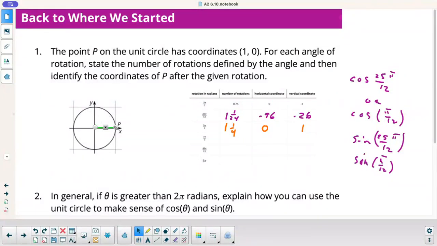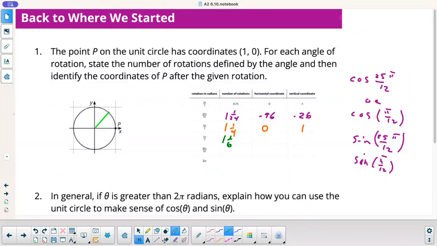So pi over 3, 2 pi over 3, 3 pi over 3, 4 pi over 3, 5 pi over 3, 6 pi over 3, 7 pi over 3. So that'd be 1, and 1/6. So this is at pi over 3.